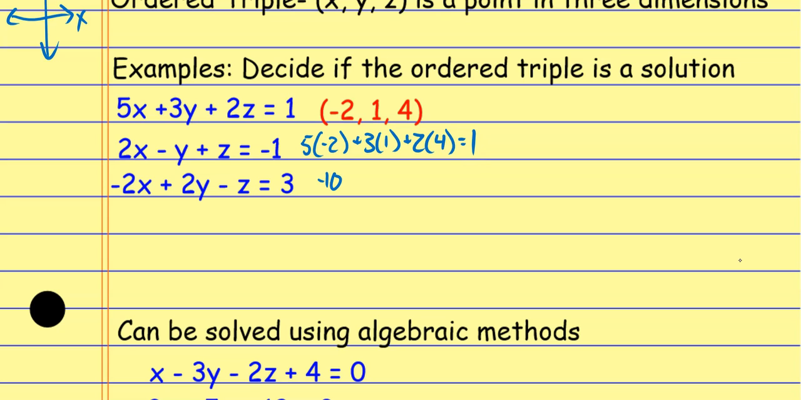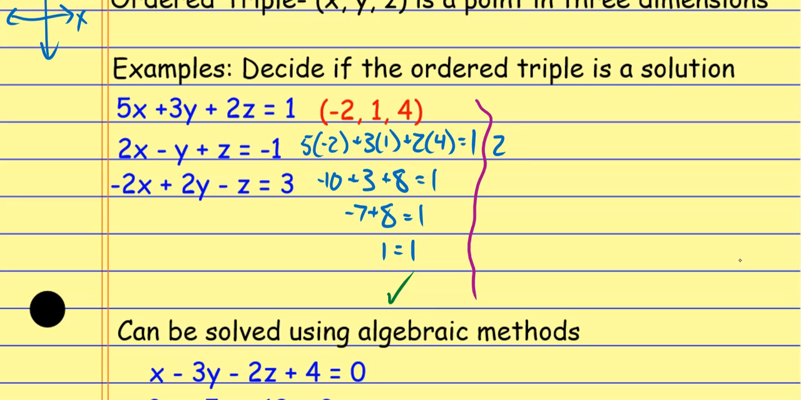So let's see, that's a negative 10 plus 3 plus 8. That's a negative 7 plus 8, so I get a positive 1. And so this one works. Let me put a little check mark there. Then I ask the question again, is this a solution to the system? And the answer is, I don't know yet. It worked for one, but it has to work for all of them. There's really no way around it. I have to keep plugging this in, so I have to plug it into the next one.